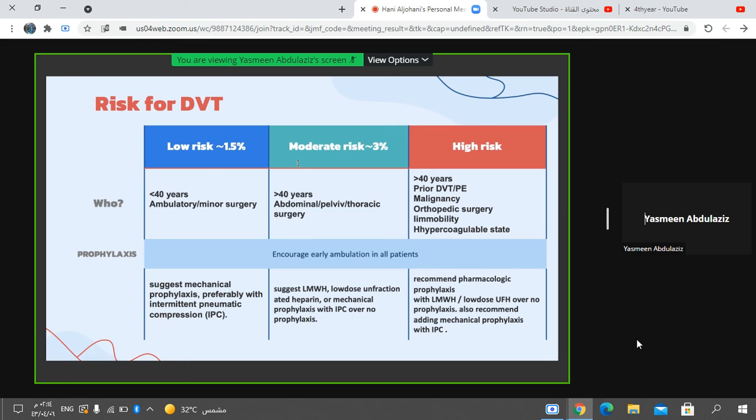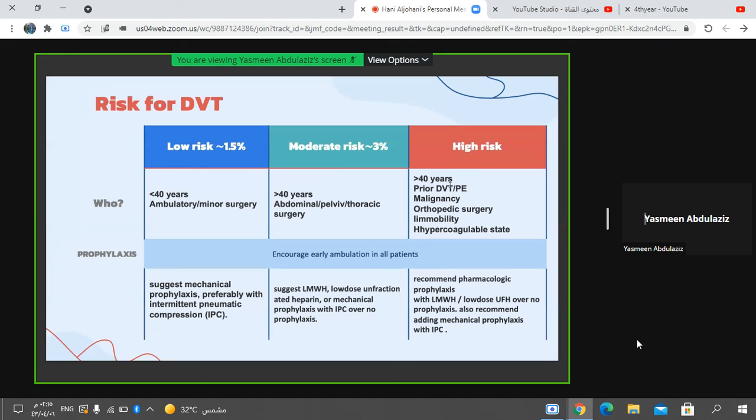For moderate risk, patients who are over 40 years, for abdominal, pelvic, or thoracic surgery, along with ambulation, we can suggest giving them low molecular weight heparin or unfractionated heparin, which is usually given subcutaneously pre-operatively and post-operatively for 1 week or up to 3 weeks, depending on the patient's specific situation, the type of surgery, and the mobilization after the surgery. But for mechanical prophylaxis, it is just until the patient can regain mobility.